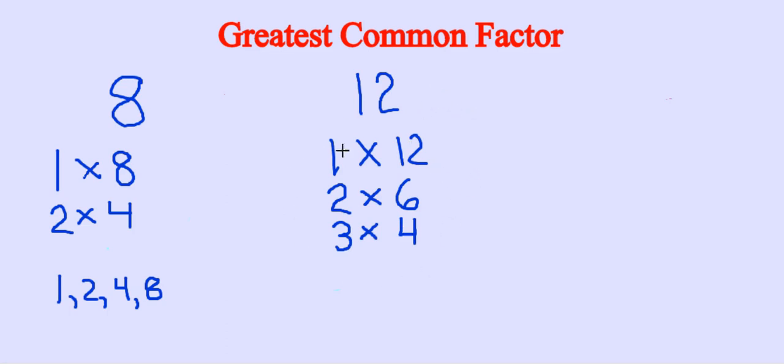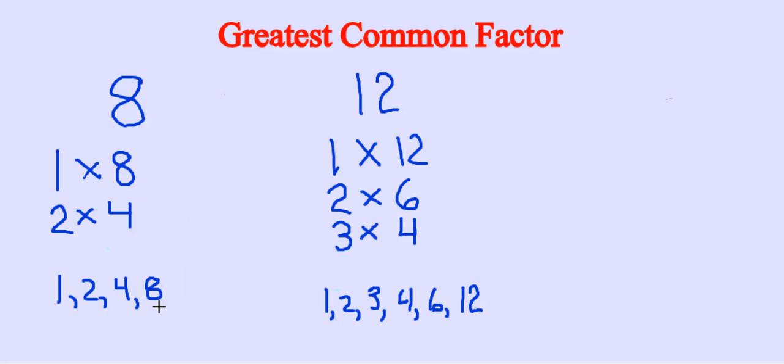So these are my factors of 12: 1, 2, 3, 4, 6, and 12. And to find the greatest common factor, all I need to do is look at my two lists and see which number is the biggest number that's the same on both lists. I'm going to start from the top. I can start with the big number, but I know it's not going to be 12 because 12 is bigger than 8. So I'm actually going to start with my smaller number, with 8.